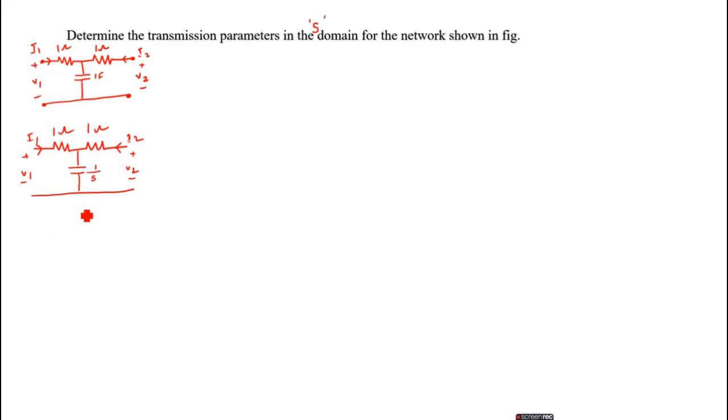Alright, next step is write down the expression for transmission parameters. V1 and I1 are expressed in terms of I2 and V2. V1 equals A into V2 minus B into I2. I1 equals C into V2 minus D into I2. These two are the known equations for us. Next, to calculate A and C, make I2 as 0.